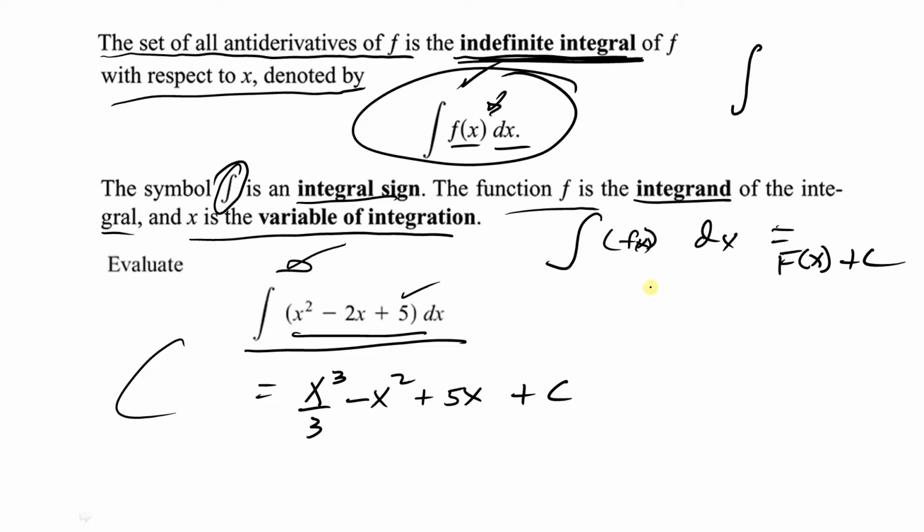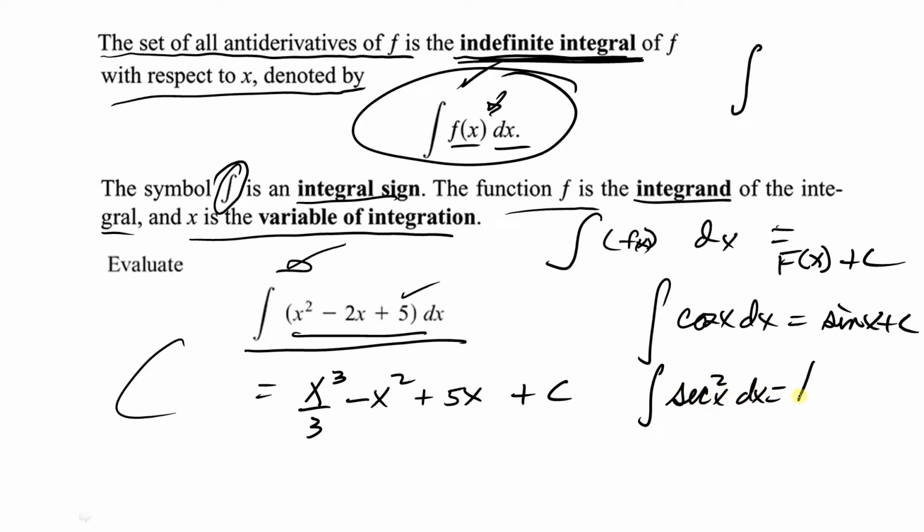Notice you can write down a lot of indefinite integrals. The antiderivative or indefinite integral of cosine of x dx is equal to sine of x plus a constant. The antiderivative of secant squared of x dx is equal to the tangent of x plus a constant. Why? Because the derivative of tangent of x is secant squared. And so you could go on and on. And this simply means take the antiderivative of little f of x.